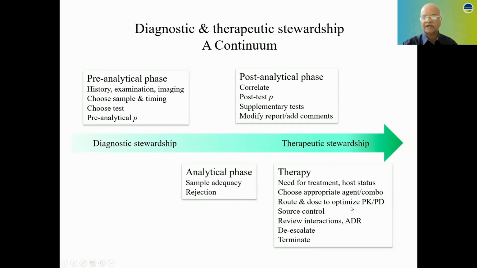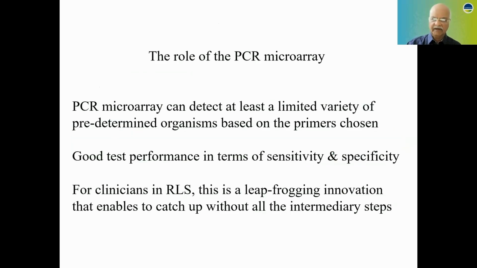And again, those 4 moments of antimicrobial choosing were really beautifully discussed by Dr. Septimus. So do you need the treatment? Look at the host status. Is it the appropriate agent, or sometimes a combo is required? Do I have the appropriate route and dose, and do I have an optimized PK/PD index? Is there any source control? Obviously, that's not possible in the usual pneumonia, but if you have an abscess or if you have an empyema, maybe that comes into play. Review the interactions, adverse drug reactions, and of course, de-escalate and terminate as clinically indicated.